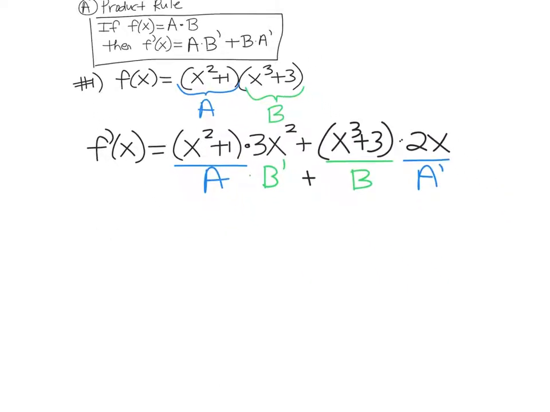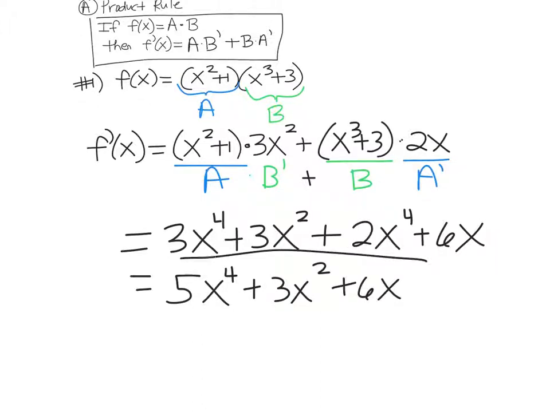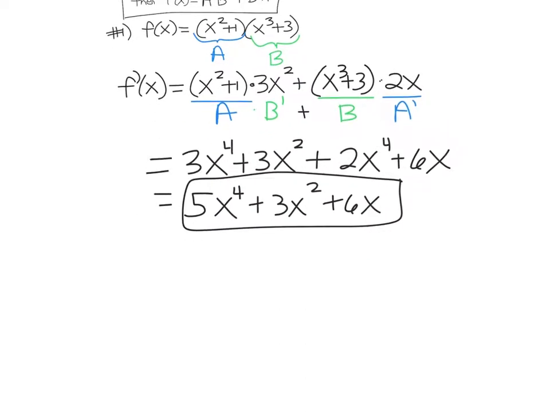All right, so now we need to clean this up. The rest of it's just algebra. Here we go. Distribute the 3x squared. You get 3x to the 4th plus 3x squared. Plus, over here, distribute the 2x. We get 2x to the 4th plus 6x. And now combine your like terms and write everything in standard form. So I get 5x to the 4th plus 3x squared plus 6x. And that's your answer. Yep, that's f prime, the derivative.